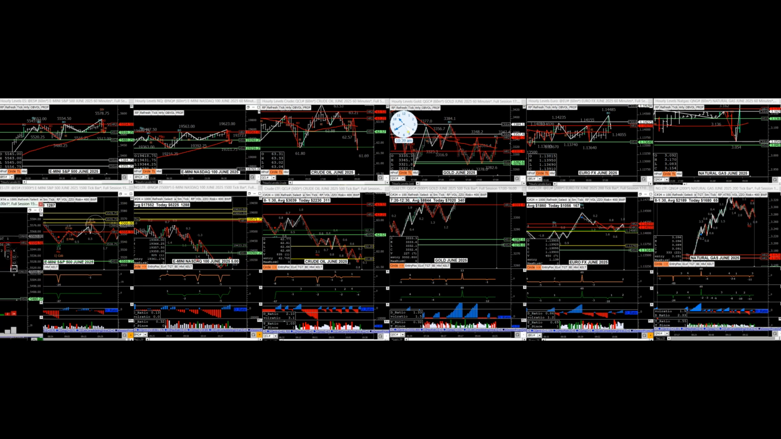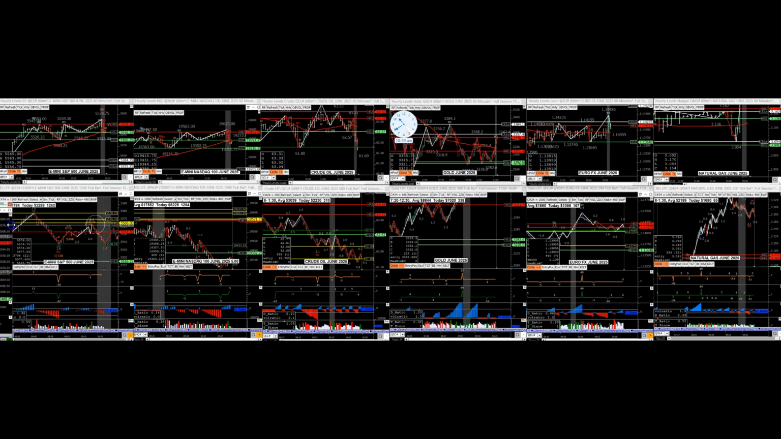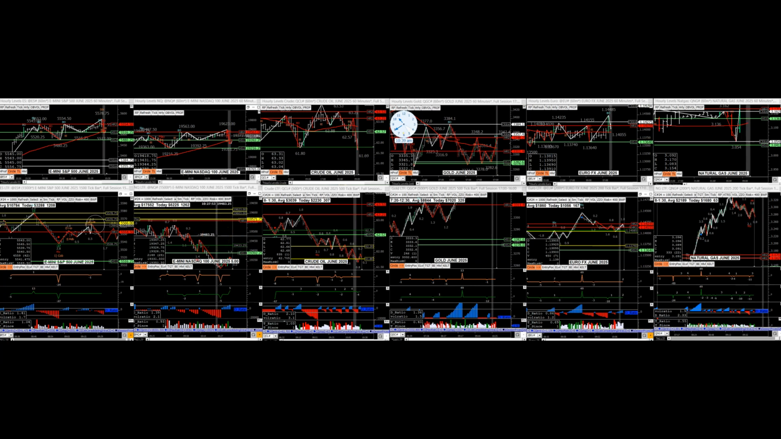Because effort reward is a form of distribution and accumulation. At highs, form of distribution. At lows, form of accumulation. All right, and this is now getting very interesting.